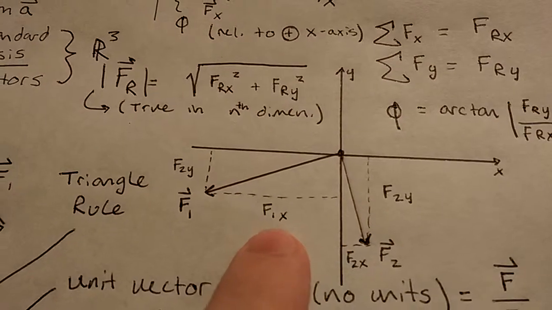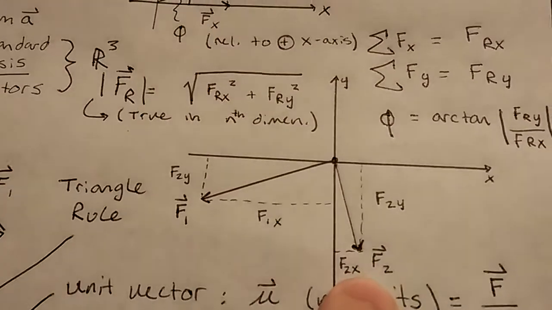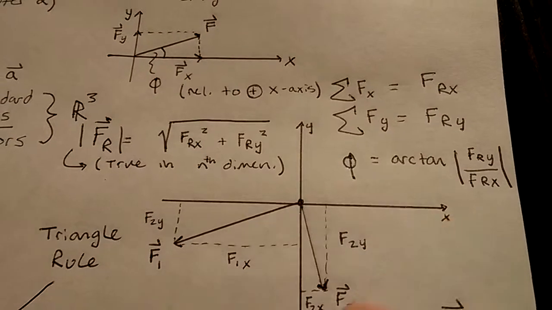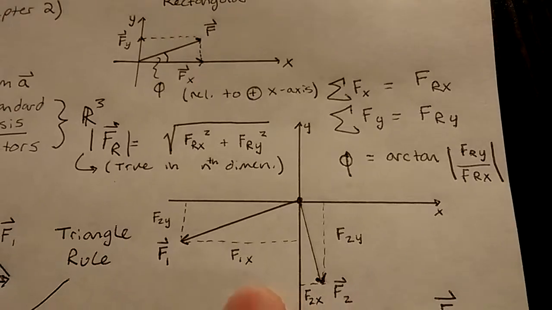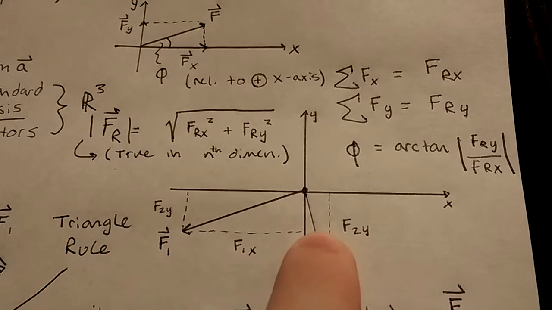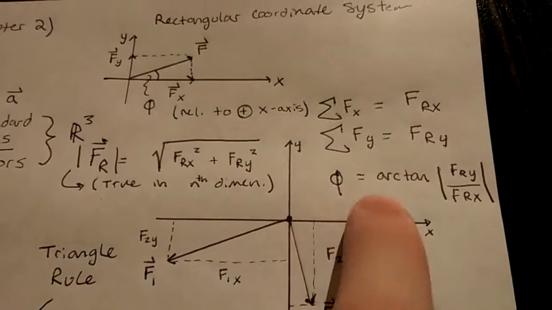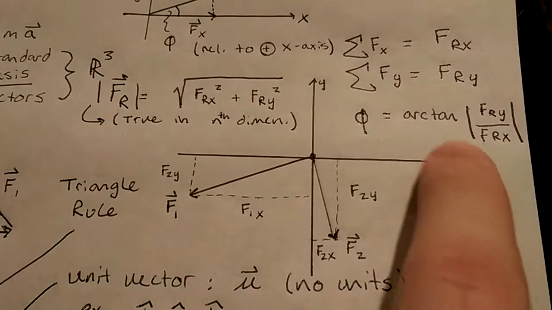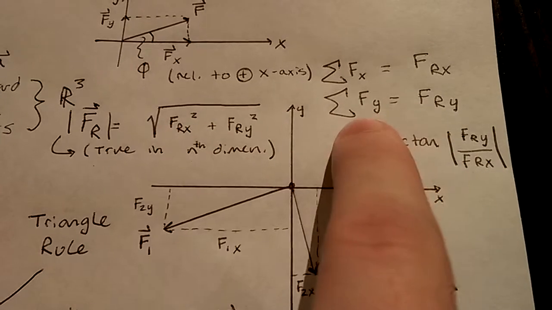So if we add f1x to f2x, note one of these is positive and one of these is negative, f2x being a positive quantity and this being a negative quantity, it goes in the negative direction. How you deal with negatives is up to you, but you have to account for them or your answers are going to come up differently.